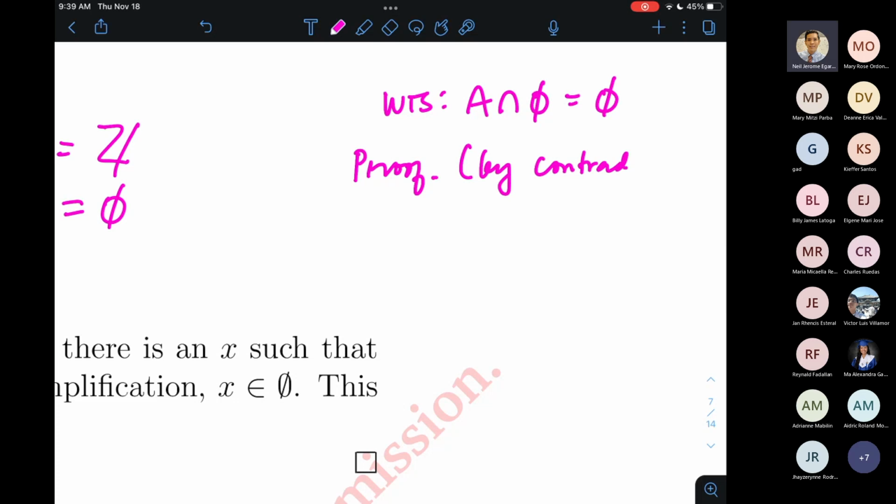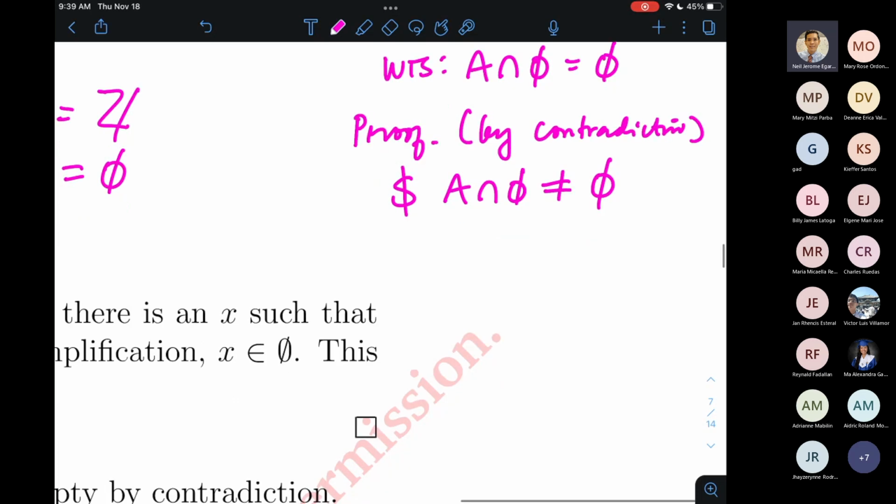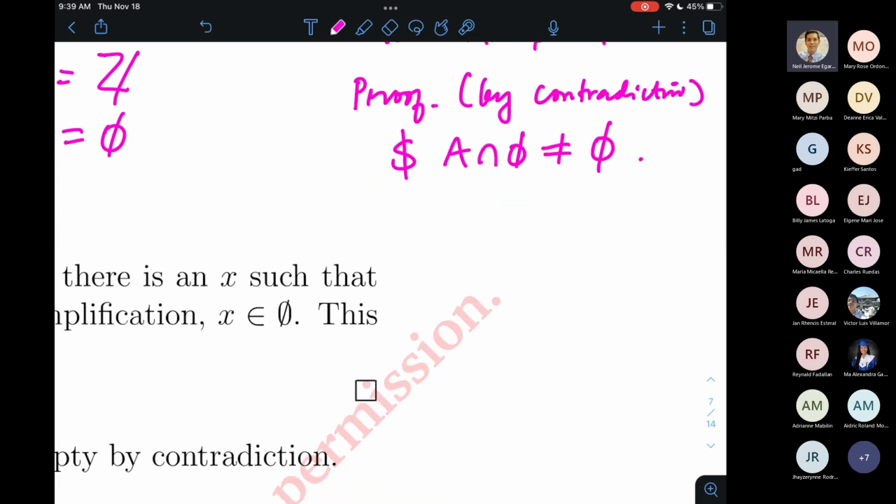Okay. So we suppose for the sake of contradiction that A intersection the empty set is not empty. All right. So kunwari, mali yung theorem. Ano yung magiging contradiction? Hahanap tayo. Okay? So then, if this is non-empty, then there exists an X such that X is an element of A intersection the empty set. Okay? So, yun yung sinasabi niya. Kung meron siyang laman, di tawagin ko yung laman niya ay X.